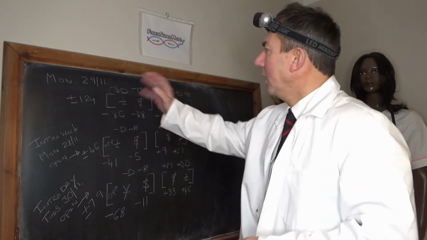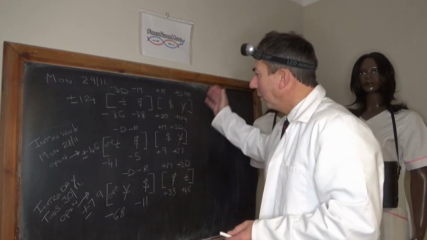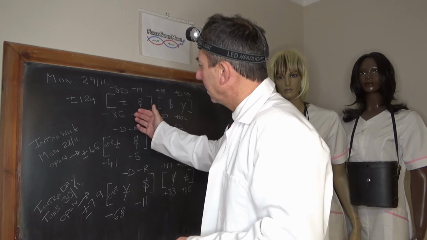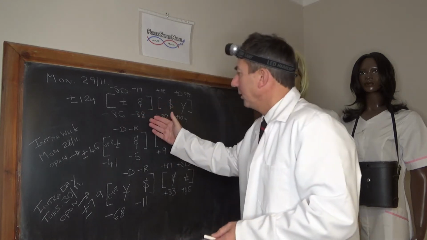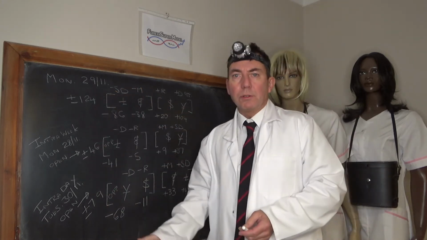Right, yesterday then, Monday the 29th, we had a positive opposed driver in the yen at plus 104, front and back door flows mainly coming out of the pound at minus 86, out of the euro at minus 38, and the dollar was the positive rock at plus 20, activity plus or minus 124.